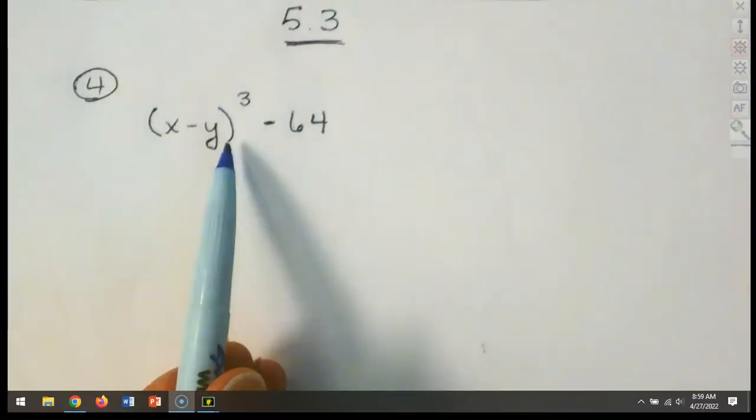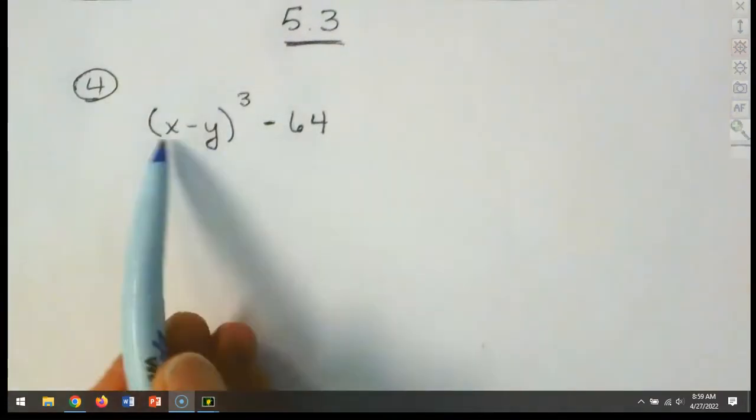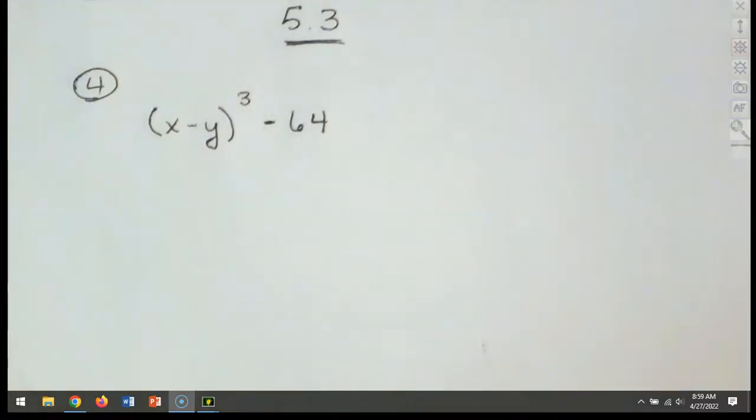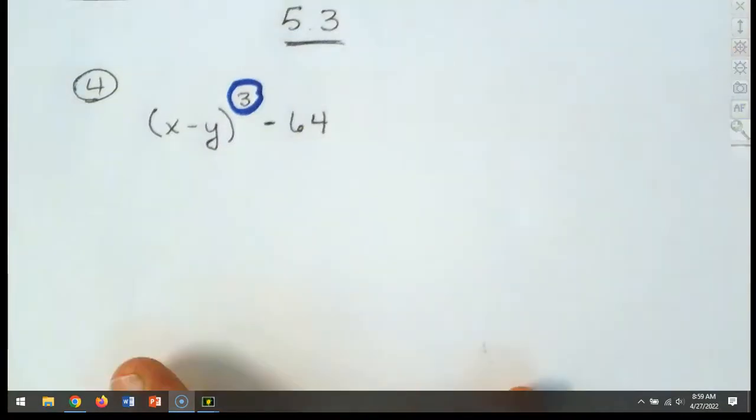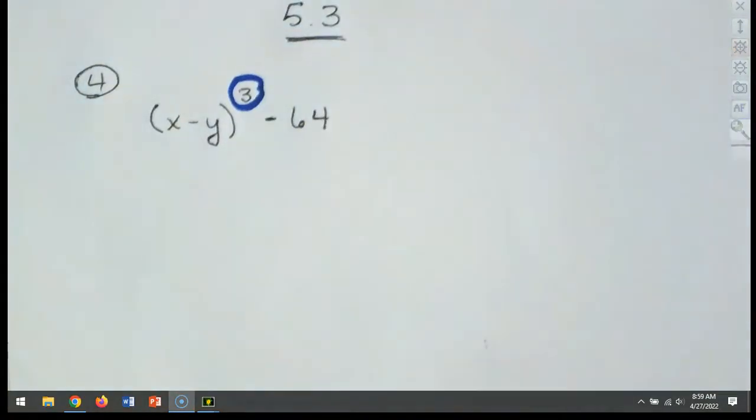This one has 2 terms, right? 2 terms here. And then I look at my exponents, and this is cubed. So that tells me I have 2 terms and this is cubed, so this is probably going to be a difference of cubes. Because 64 is a perfect cube, right? If you go back to your table, 64, I believe, is a perfect cube of 4, because 4 to the 3rd power is going to give you that 64. So this is a difference of cubes.